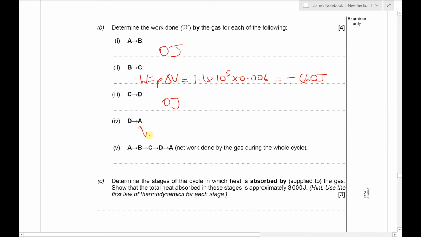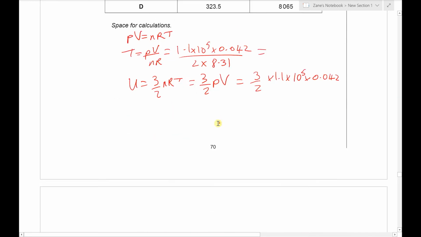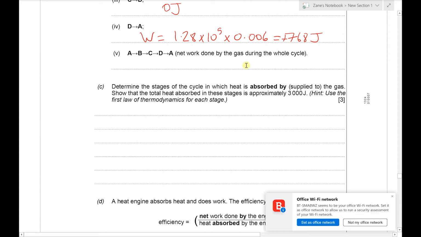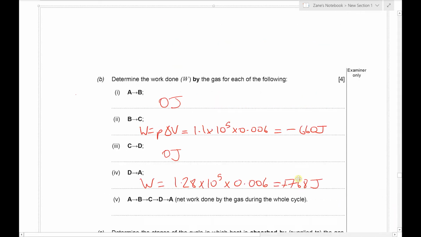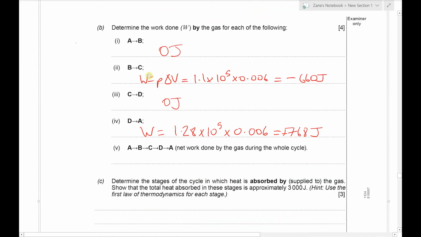Similarly for D to A, we're going to do pressure times change in volume. This time the pressure is 1.28 times 10 to the 5, and there's still the same change in volume of 0.006. And that will give us 768 joules, and it will be a plus 768 joules. To find the work done for the whole cycle, we can either find the area of the loop, so we could find the area of this rectangle, or we can simply add up the different work done. So we've got 0 minus 660 plus 0 plus 768, which will give us a net amount of work done of plus 168 joules.